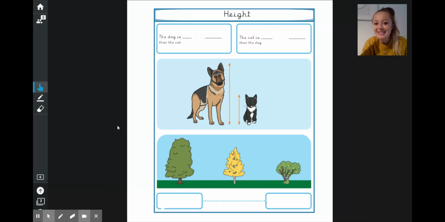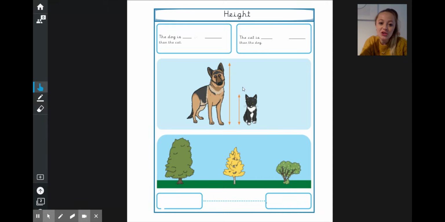Okay, first of all, let's have a look at height. So the height of something is how tall it is. It is measured from bottom to top. So the height of you would be how tall you are if we measured you right from your toes all the way up to the top of your head.